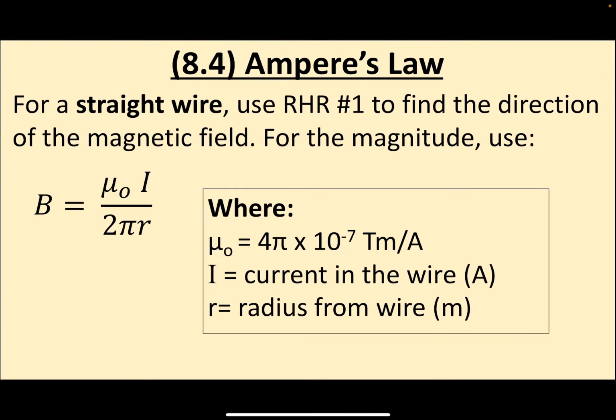For Ampere's law, there's a couple different cases that we'll look at. Ampere's law is a general law that applies to a bunch of different things, but for this one, we're looking at Ampere's law for a straight wire. We're going to use Ampere's law, this equation here, and then we're going to use right-hand rule number 1 to figure out the direction. Okay, so let's try this on a real example.